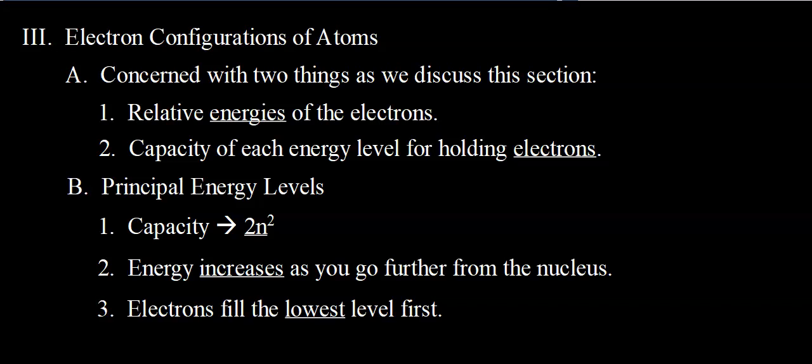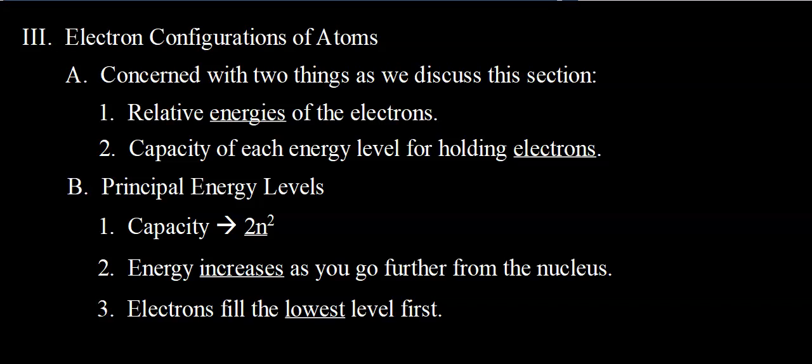A couple reminders for you. Principal energy levels, I usually just call energy levels. Sometimes they're also called just principal levels. The capacity for any energy level can be found by using 2n squared, where n is the principal level. We talked about that last lesson. Energy increases as you go further from the nucleus. So the energy of an electron increases as it's further and further from the nucleus, or we say that energy increases as distance from the nucleus increases.